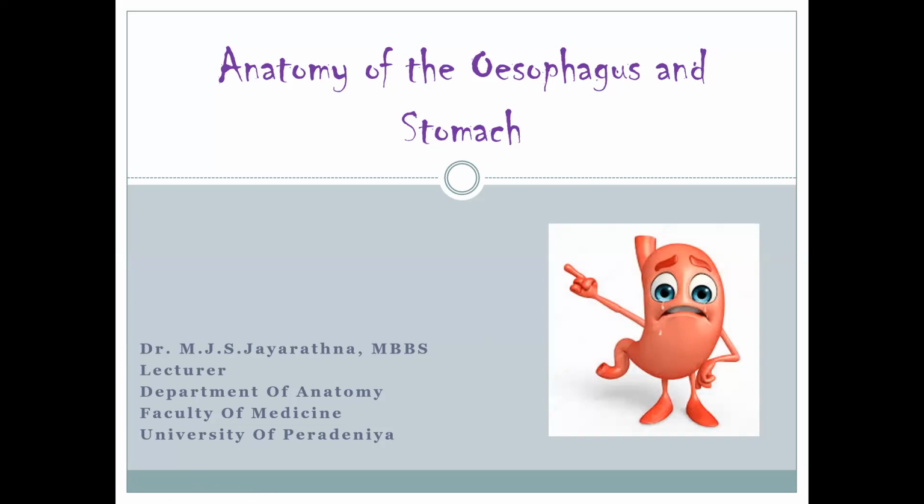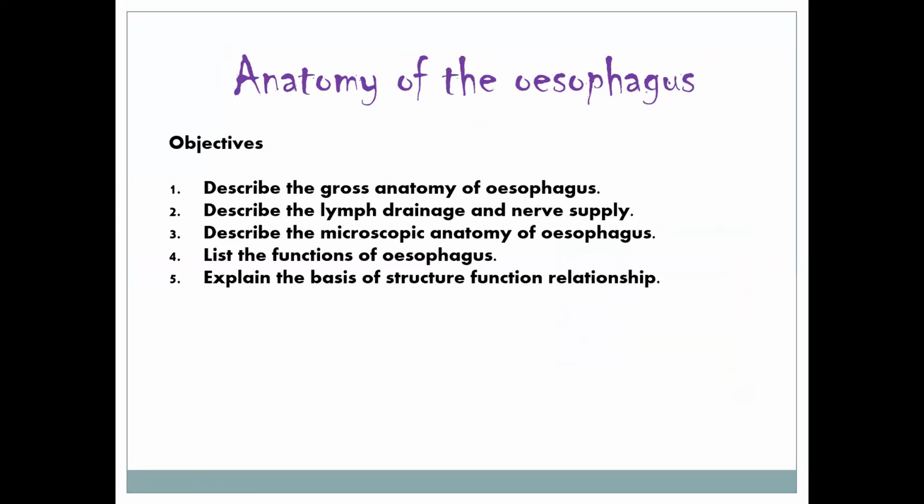Anatomy of the esophagus and stomach. When we talk about the anatomy of the esophagus, we have five main objectives. The first one is to describe the gross anatomy of the esophagus. Second one is to describe the lymph drainage and nerve supply. Third one is to describe the microscopic anatomy of the esophagus. Fourth one is to list the functions of the esophagus, and then to explain the basis of structure-function relationship.